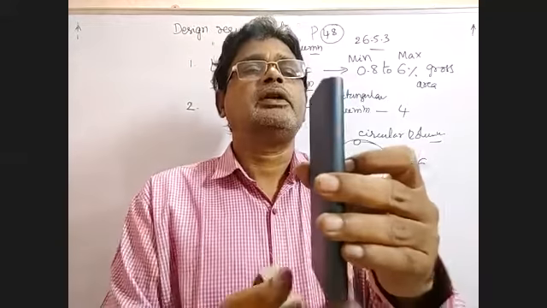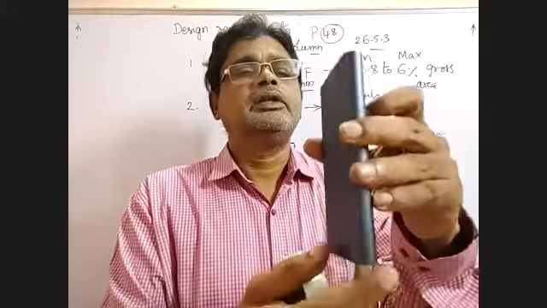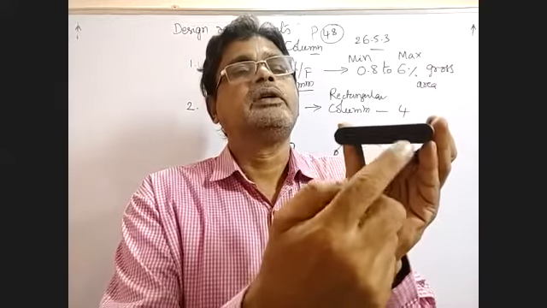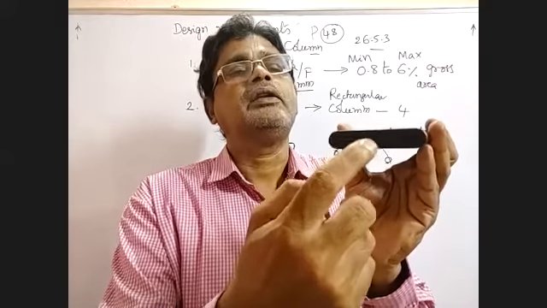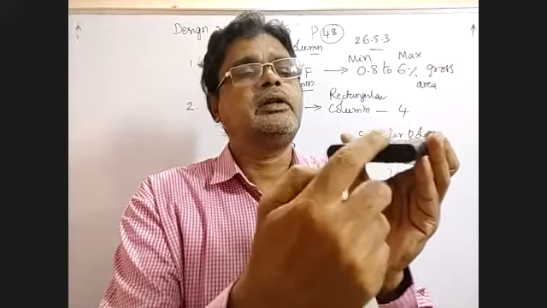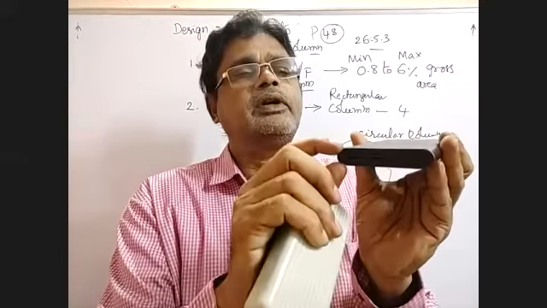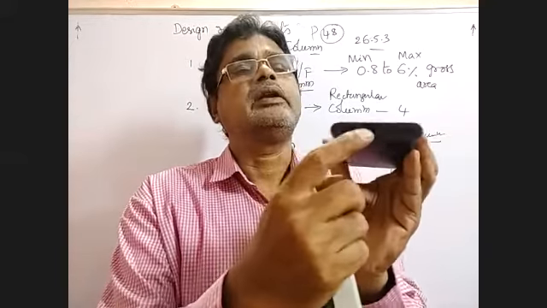The column, see this here. This depends on the area of this. So this is a rectangular column, where this dimension is more than this one. So this is a rectangular column.